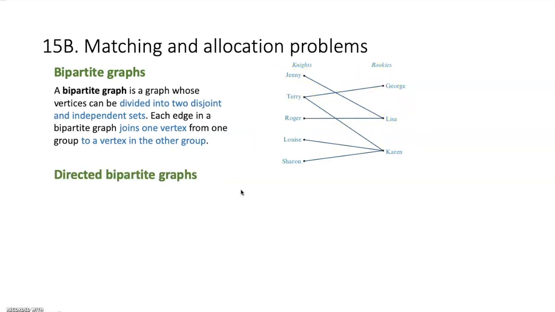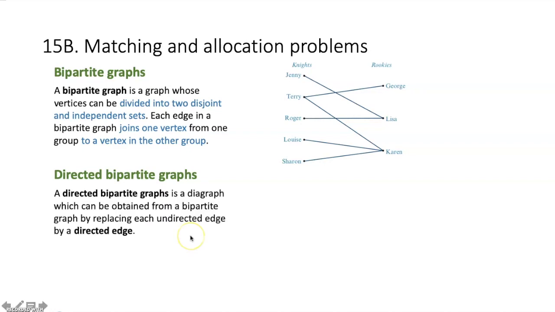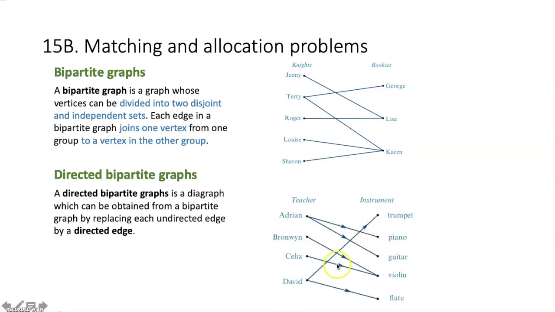The next concept we're going to look at is directed bipartite graphs. Directed bipartite graphs basically indicate the direction. A directed bipartite graph is a digraph which can be obtained from a bipartite graph by replacing each undirected edge by a directed edge. This example shows teachers who can teach different instruments.